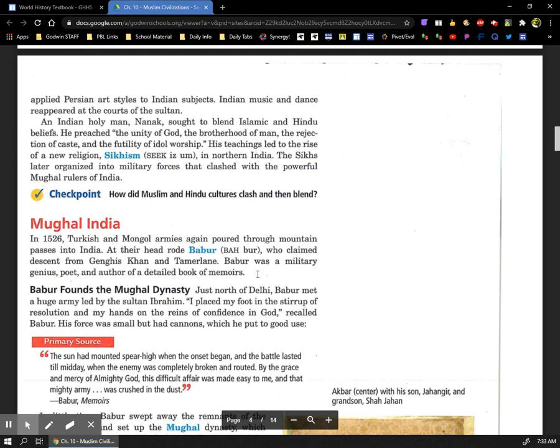An Indian holy man, Nanak, sought to blend Islamic and Hindu beliefs. He preached the unity of God, the brotherhood of man, the rejection of caste, and the futility of idol worship. His teachings led to the rise of a new religion called Sikhism in northern India. The Sikhs later organized into military forces that clashed with the powerful Mughal empires of India.